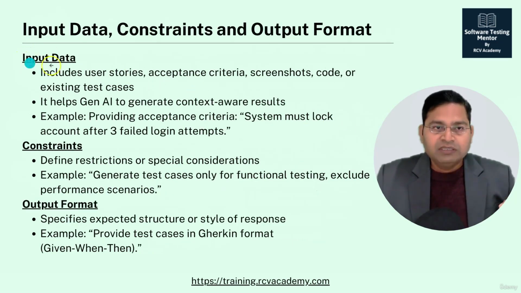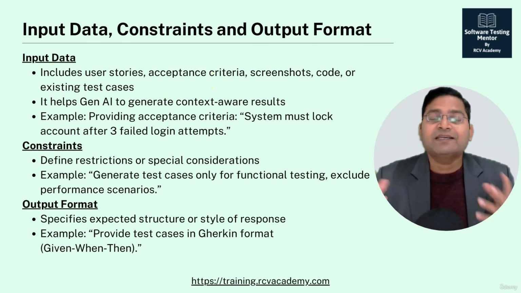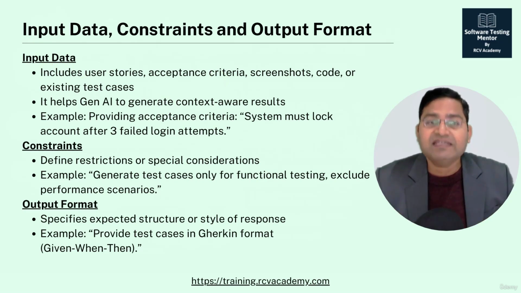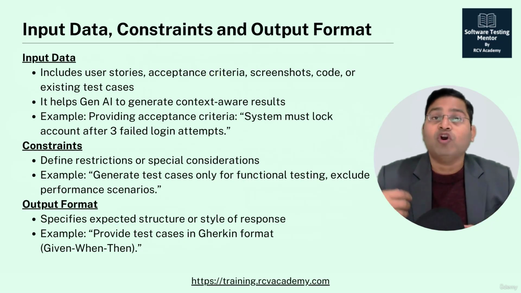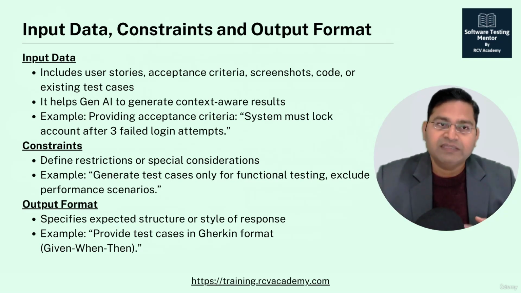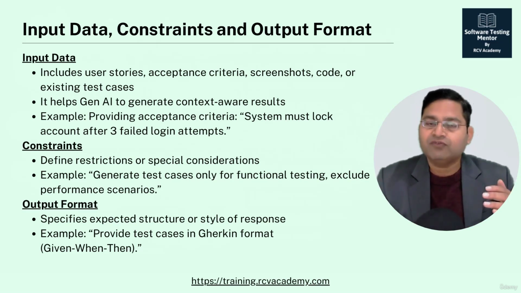Now the fourth is the input data. For example, for which user story, for which requirement, for which acceptance criteria you are trying to generate the test cases, or providing the screenshots, the code, the existing test cases, based on what you are trying to get the output. So input data helps the Gen AI to generate context aware results. So for example, if I say refer to the existing test cases and suggest me new test cases in the similar format, that's the input data. Okay, and then you provide the existing test case either as a file upload or as a link, then GenAI knows that this was the existing format and this is what I have to follow. That's the input data.